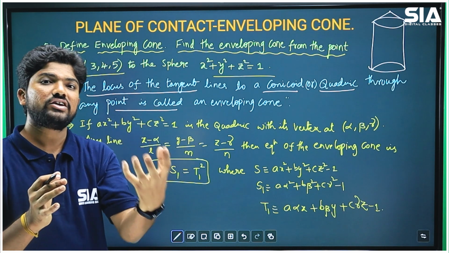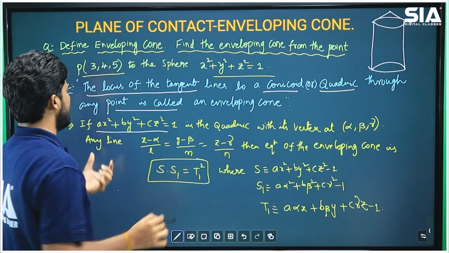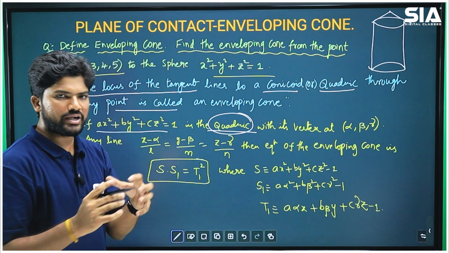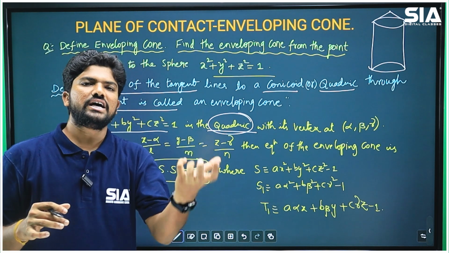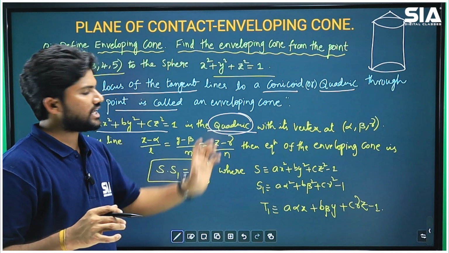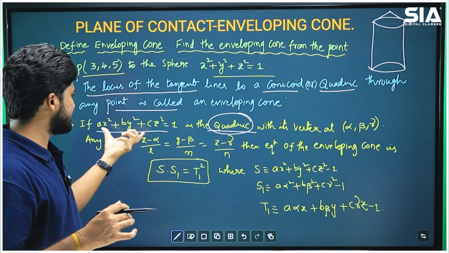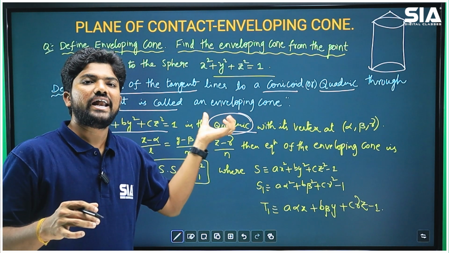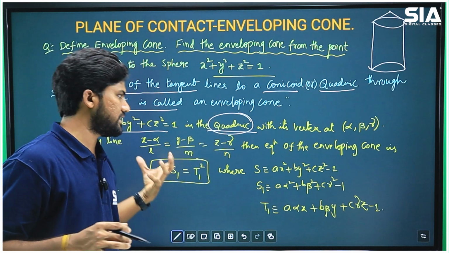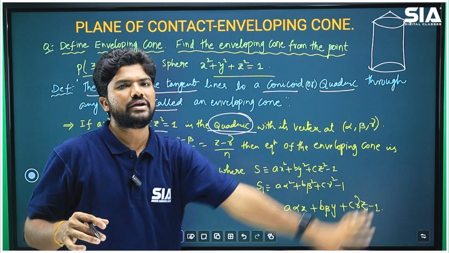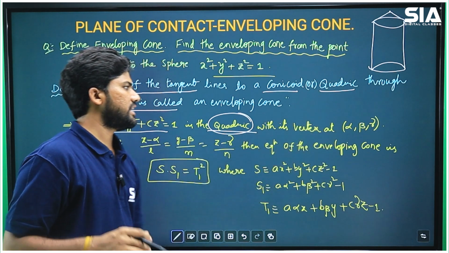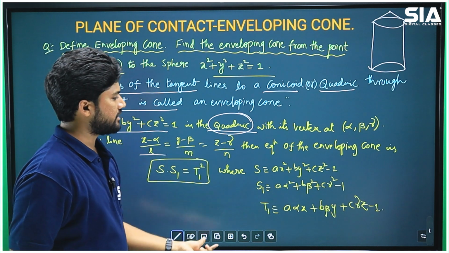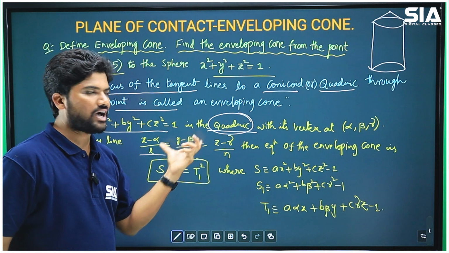Now we are going to see the equation of the enveloping cone. For example, if you take ax square plus by square plus cz square is equal to 1, it is a quadric. A quadric is sometimes a sphere, sometimes a cone, sometimes a cylinder. We can take any quadric which exists in this format, ax square plus by square plus cz square is equal to 1. Sometimes it is an ellipsoid, hyperboloid, paraboloid, all with its vertex at alpha, beta, gamma. Whenever you take a quadric with vertex alpha, beta, gamma, for any line (x minus alpha)/L is equal to (y minus beta)/M is equal to (z minus gamma)/N, this line represents the generator or tangent line.